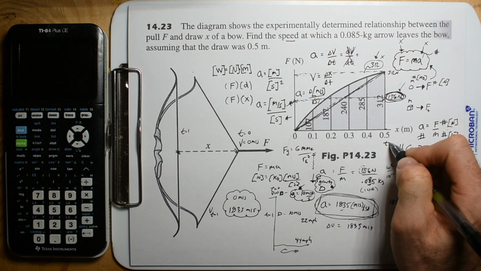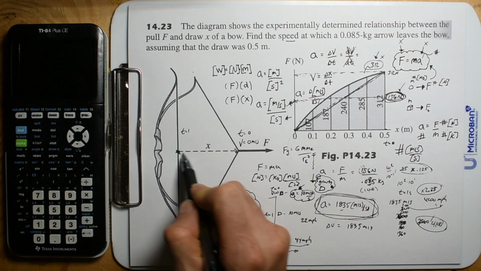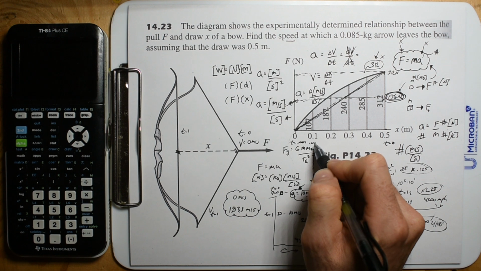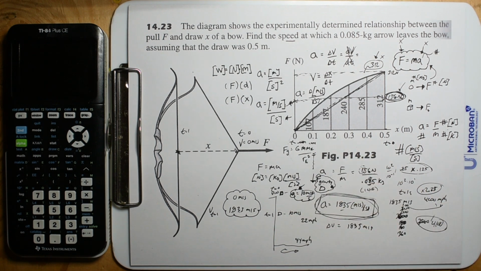But the time period, this is t equals 0 seconds. But hey, when this arrow gets to here and releases, it might be 1,000th of a second. Probably not, maybe 100th of a second. Maybe between 100th and 1,000th of a second. I have no idea. That's what we're going to find out.